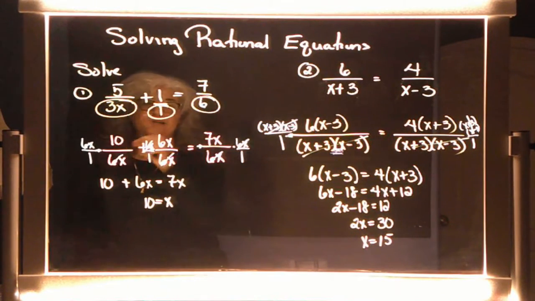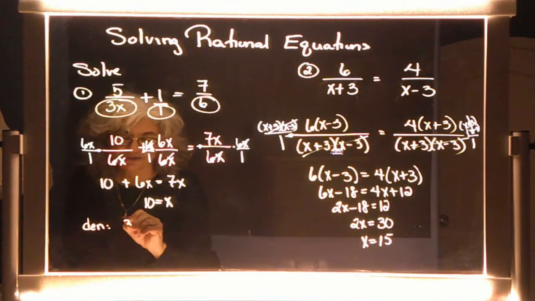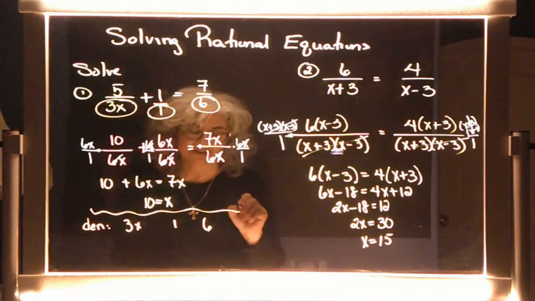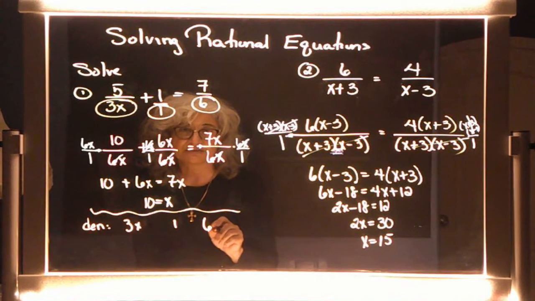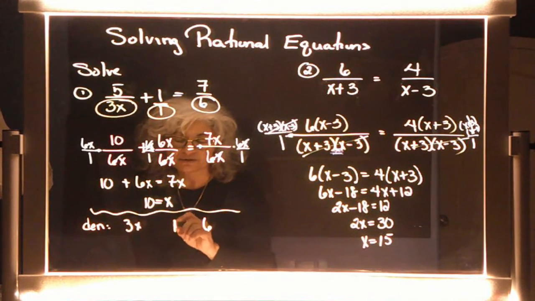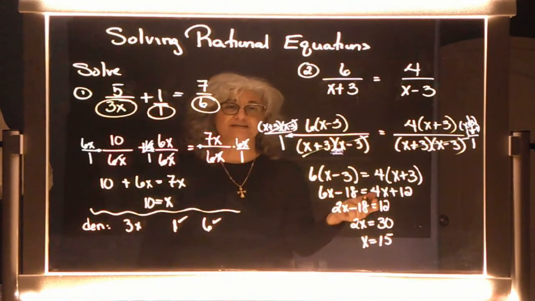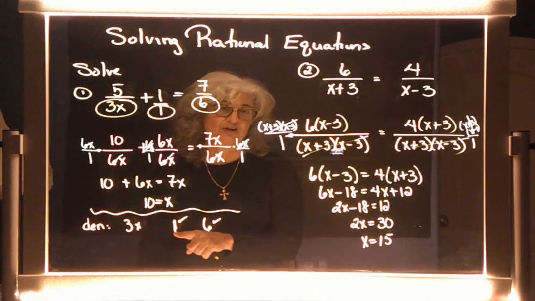So, in this case, I have 3 denominators, don't I? I have a 3x, I have a 1, and I have a 6. And I need to make certain that when I plug this 10 in, it doesn't make any of these denominators a 0. Well, clearly, for these last two, these are good to go because there's no x's next to them. So this one will always remain a 6, and this denominator would always remain a 1, wouldn't it?